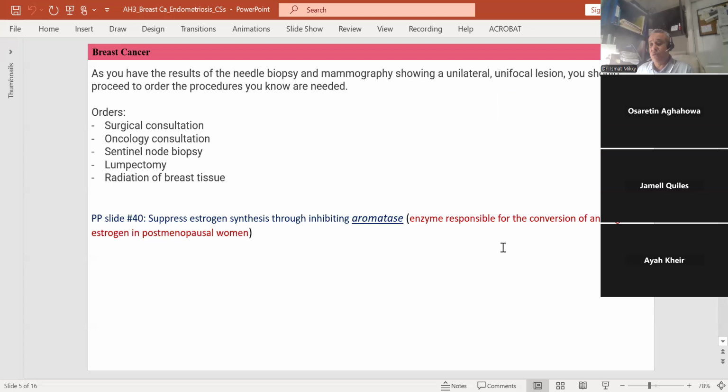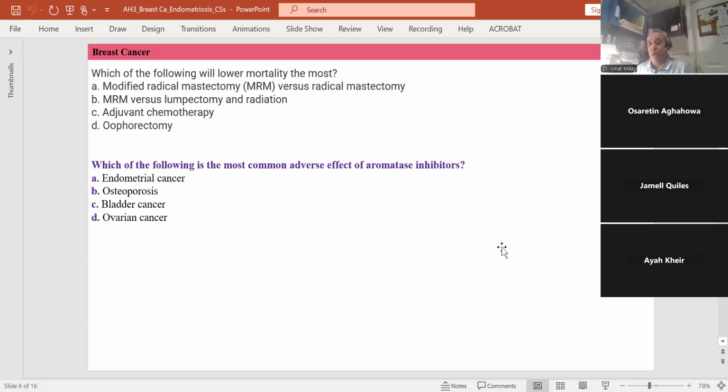So then the patient went through other modalities, or has been recommended or is supposed to be consulted by the surgical team, oncology consultation as well, and lumpectomy should be done according to the surgical team recommendations. So when we see lumpectomy, it means the modified breast mastectomy.